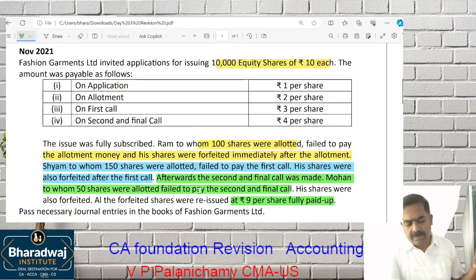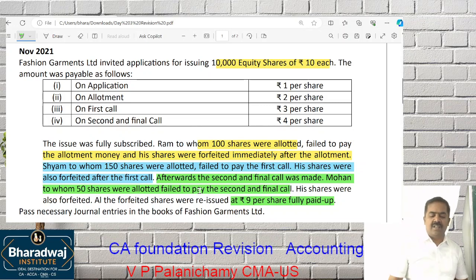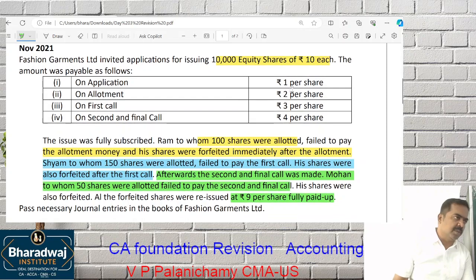So, allotment, that is application money, allotment money, then cancel. First call, collection, then cancel. Final call, collection, then cancel. Like that, we have to proceed. Then all the shares are reissued at the rate of what? 9. No premium in this question.